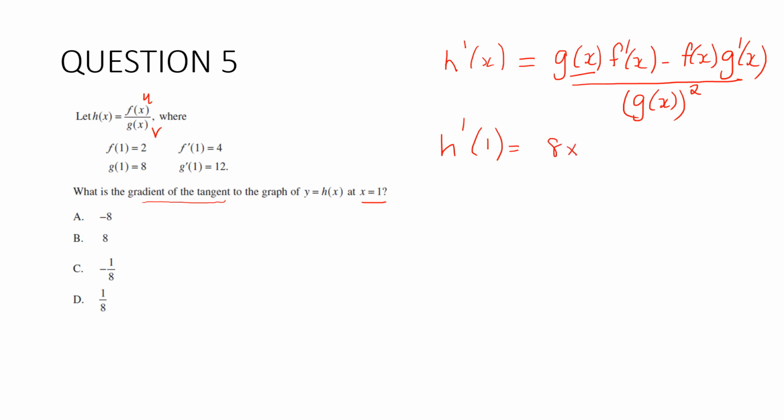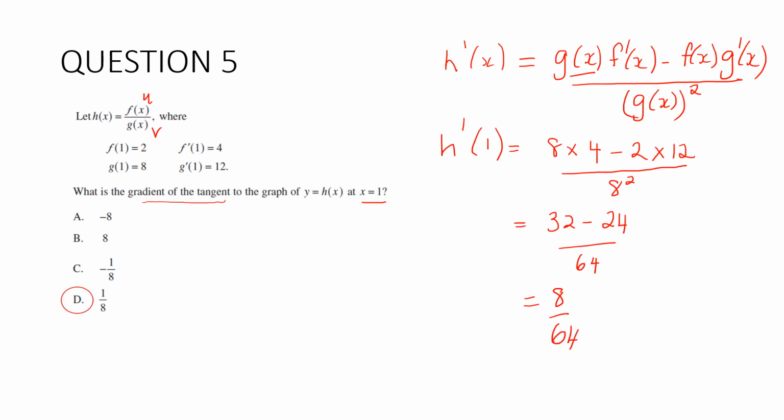8, multiplied by f dashed of 1, which is 4, take away f of 1, which is 2, multiplied by g dashed of 1, which is 12, all over g of 1, that's 8 squared. Alright, tidying that up, we have 32, take away 24, all over 64. 32 take away 24 is 8. 8 over 64 is 1/8. So the answer is D.